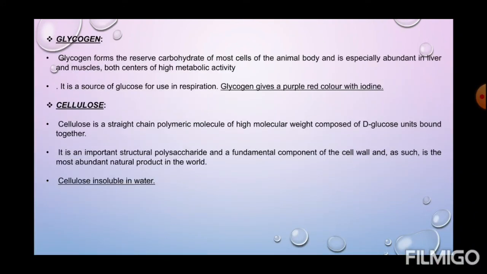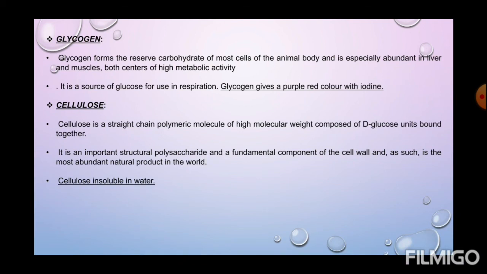Now let's come to glycogen. Children, before I proceed to glycogen, I would like to tell you that we don't have to learn the structures of polysaccharides because they are more complex. Glycogen is the reserve food material in the animal body. It is a polysaccharide or a carbohydrate. It is a source of glucose for respiration. Its structure is similar to amylopectin but shows more branching. It is soluble in water and forms a red color with iodine.